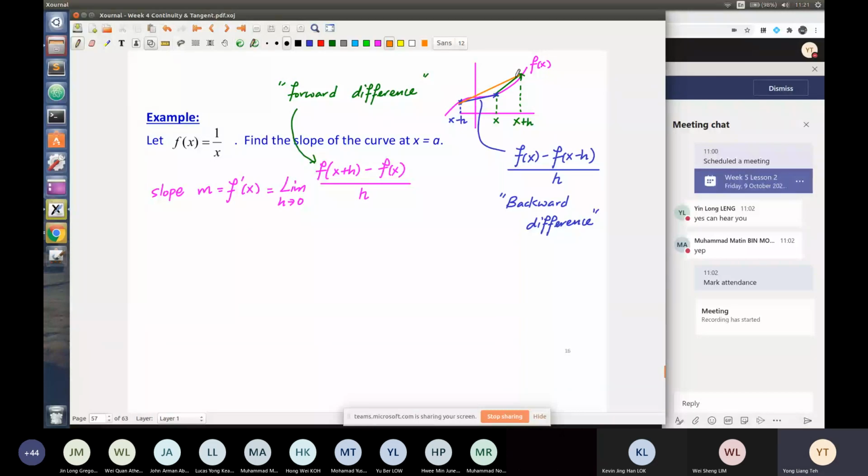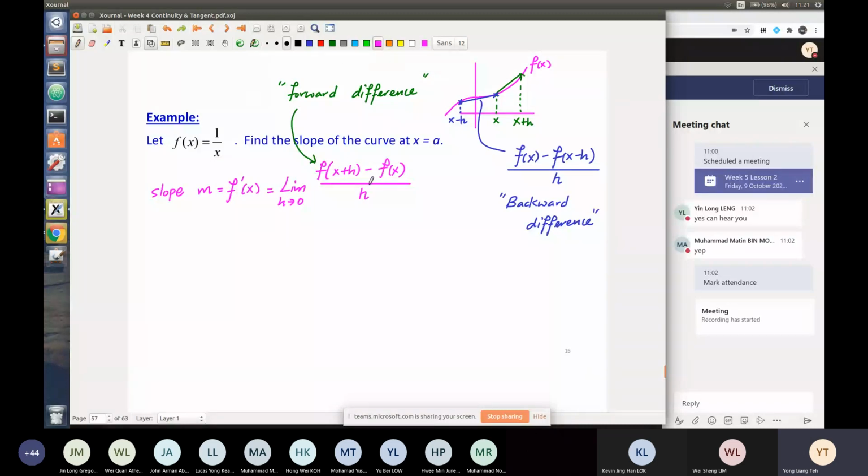So I mean, just different variations of the same idea, basically to approximate the tangent slope. So this one is not tested, just for your knowledge. But you can see that the concept is being applied in multiple ways.